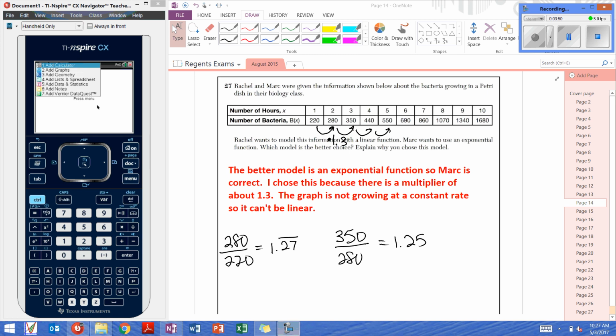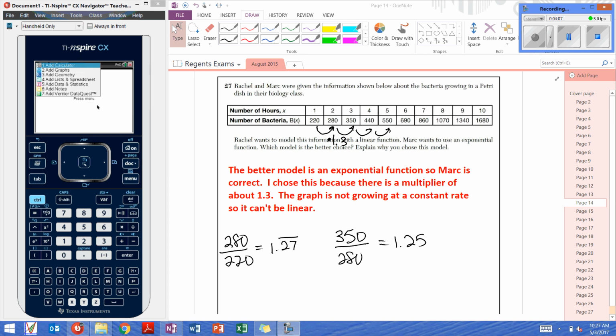Question number 27, the first thing that you want to do is see if there's a pattern. I think that some people initially, and my mind always goes to this first, to see if there is an adding value every single time, because if there is, then we know it's linear, or subtracting for that matter.